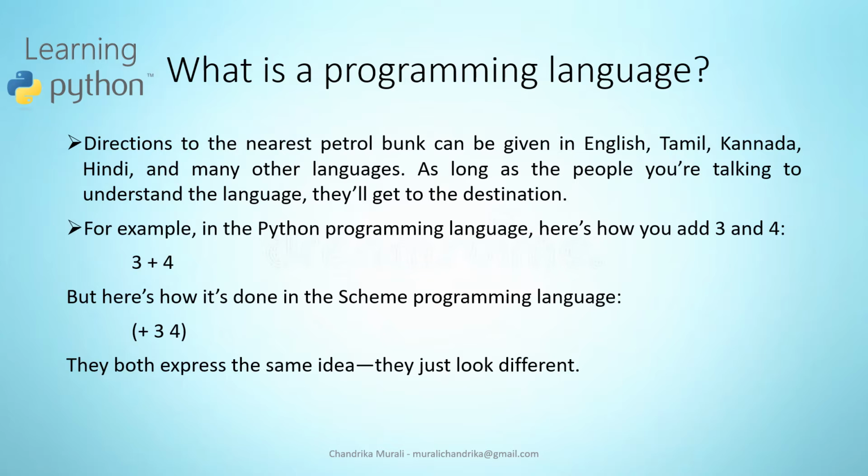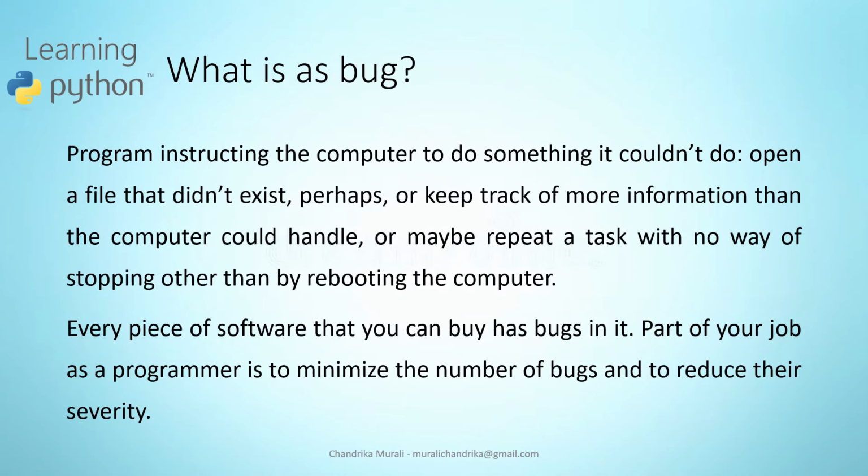So here in Python, if I want to add two numbers, add 3 and 4, I'll just give 3 plus 4. But in other programming languages, it may be different. For example, in the Scheme programming language, it's plus 3 4, it should be expressed like this. So just like any normal language which we use to communicate, a programming language also comes with a certain set of rules. Here we call it syntax.